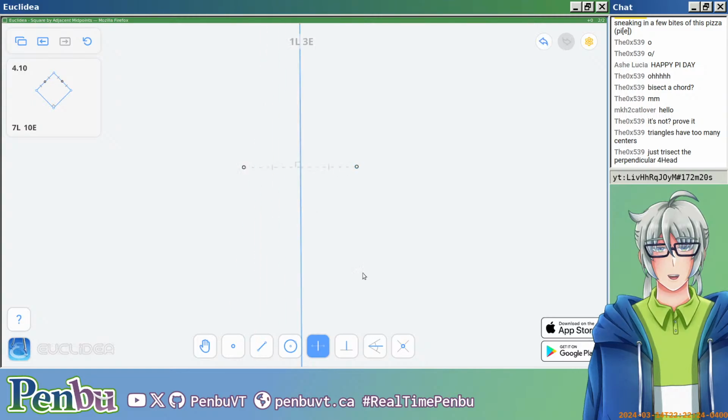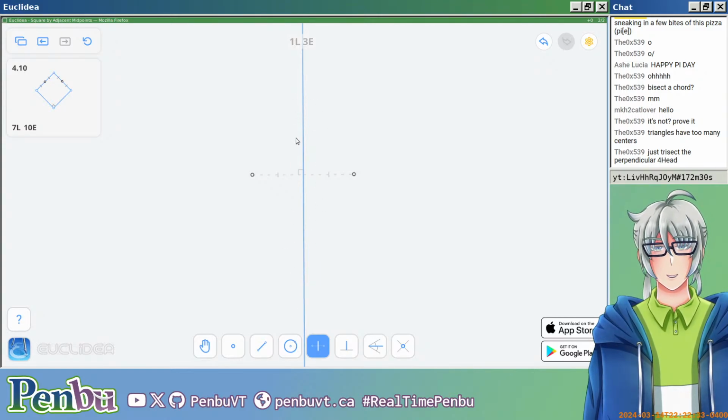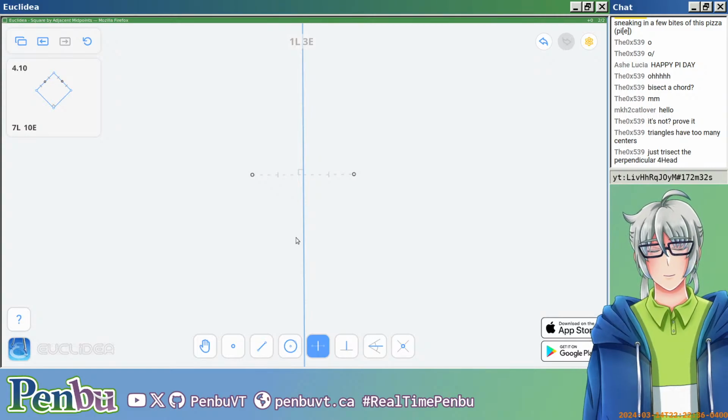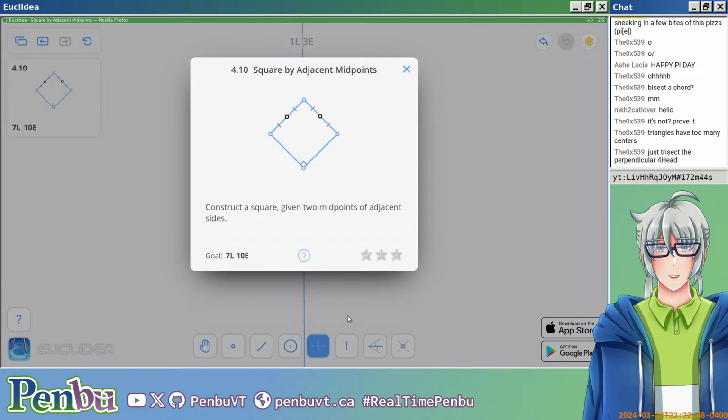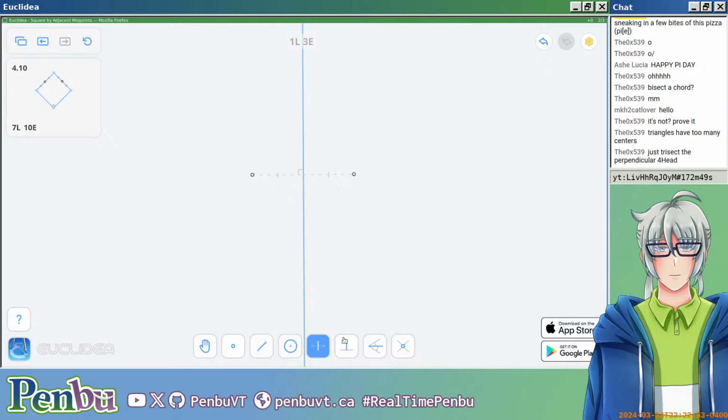We can take a bisector. We know that two of the vertices have to lie along this line. And that's about all I know about this one. I think... No, I don't think I have any other ideas for that one.